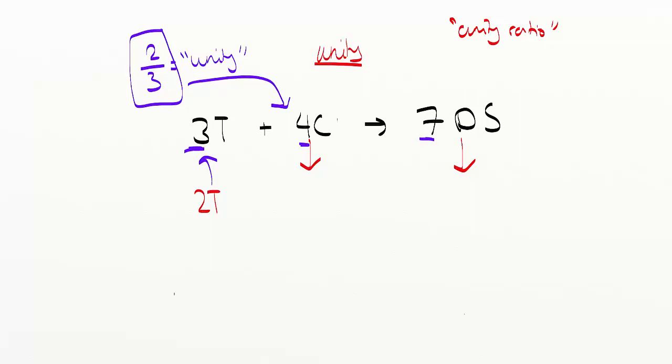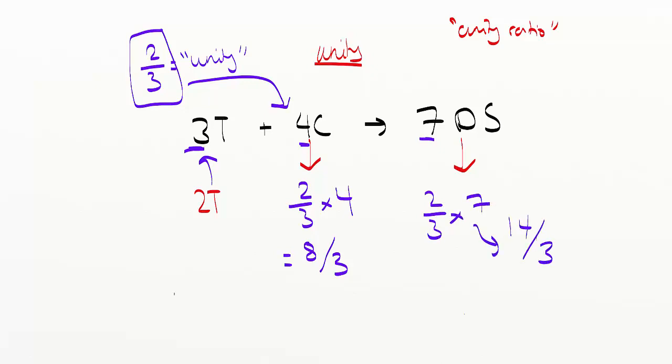2/3, if I wanted to find out how many chairs were created, I would do 2/3 times 4, which gives me the same answer that we got before, 8 on 3 chairs. If I wanted to find out the number of dining sets created, I would do 2/3 times 7, giving me 14 on 3. So it's a very simple method.